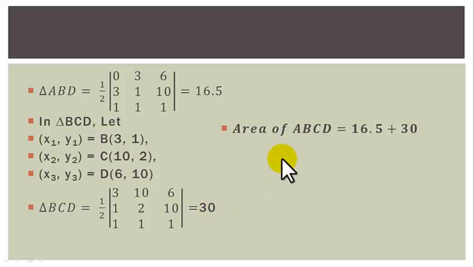So therefore, the area of quadrilateral ABCD is equal to the area of triangle ABD plus area of triangle BCD, which is equal to 16.5 plus 30 square units. And this is equal to 46.5 square units.